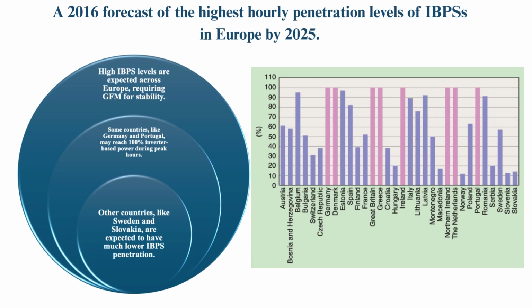High IBPS penetration is expected in Europe by 2025, especially in countries like Germany and Portugal, requiring GFM for stability. Meanwhile, others like Sweden and Slovakia will have much lower levels.